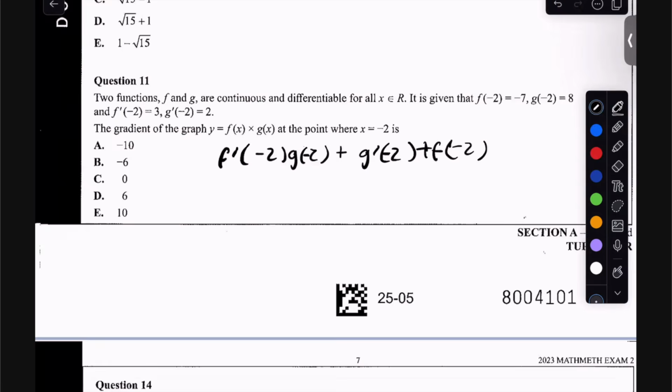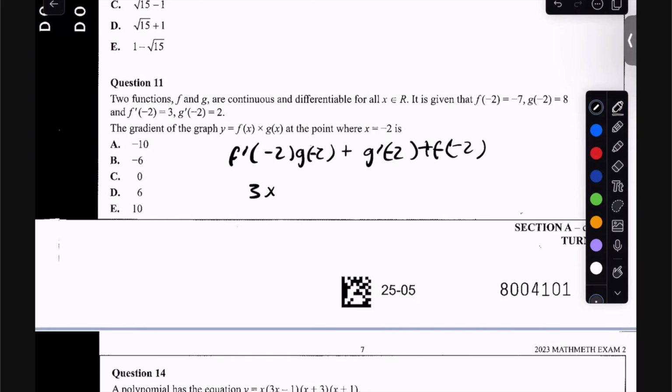F dash of negative 2, they told us, is 3. G of negative 2, they told us, is 8, plus g dash of negative 2 was 2. And then times, f of negative 2 is negative 7. So that's 24 minus 14, which is positive 10. Alright.